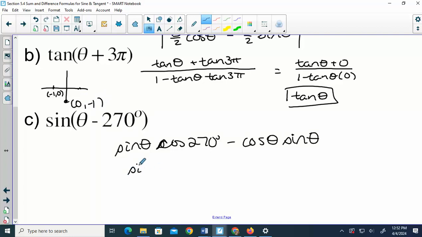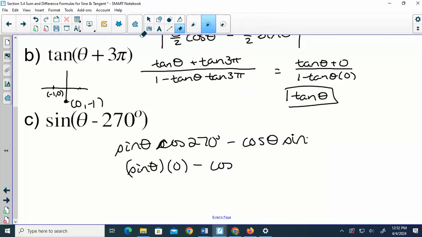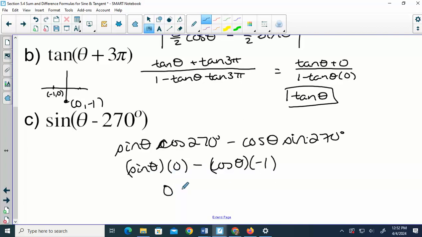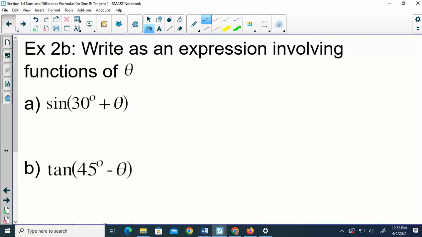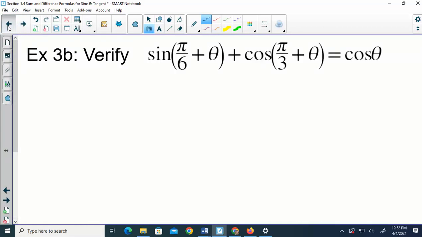So cosine of 270 is 0. Sine of 270 is negative 1. So we get 0 minus a negative cosine, which is just positive cosine theta. Is that okay? Yes. All right. Then, do we need any more like that? Let's do a proof or two.